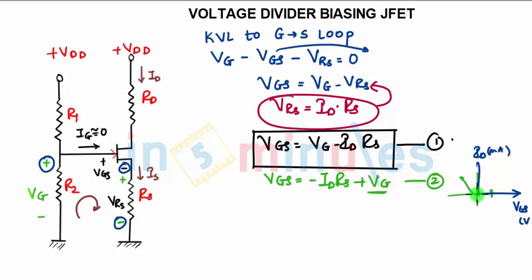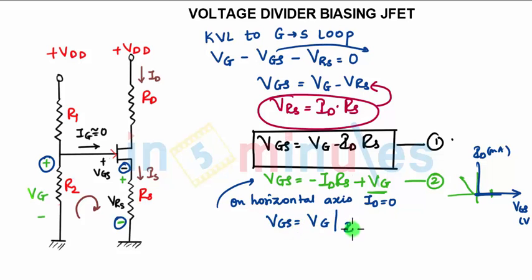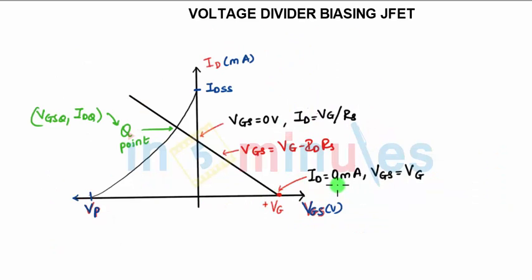On the x-axis the y coordinate is 0, that means Id will be 0 on the horizontal axis. When I substitute this condition in the above equation, I get Vgs equals Vg, for the condition Id equal to 0 milliamps. So I have got one point, Vgs is Vg for Id equal to 0. Now Vg is a positive value. This is the point I have got.